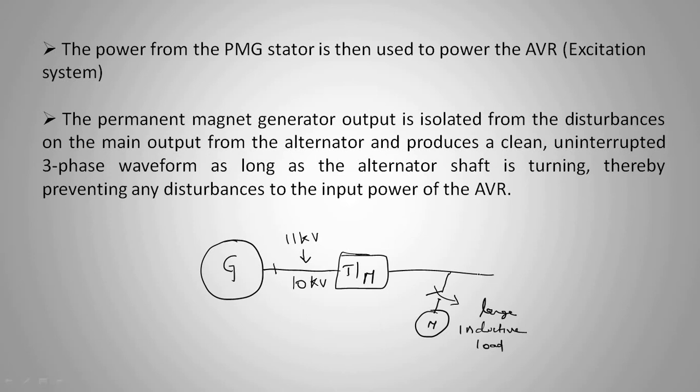Similarly, if we are connecting a large capacitive load, the voltage will be increased. Like that, the voltage of a main alternator varies with respect to the loading conditions. So what should we do? The automatic voltage regulator will take care of these voltage disturbances.